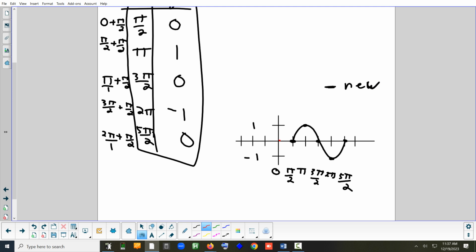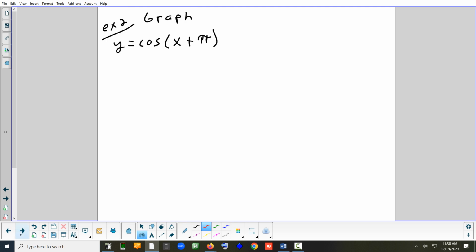The original would have looked more like this. Close enough. You don't have to draw the original on the test. What I'd be looking for is the new one. Okay. Any question on that one? Okay. Let's try this one.